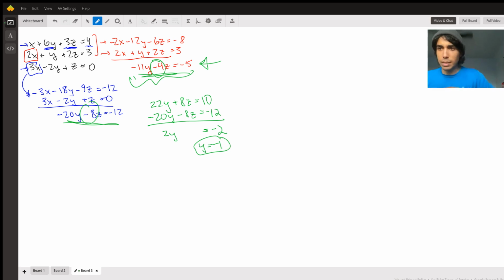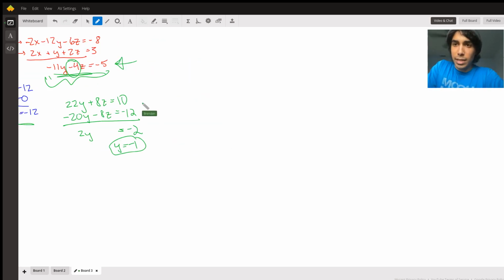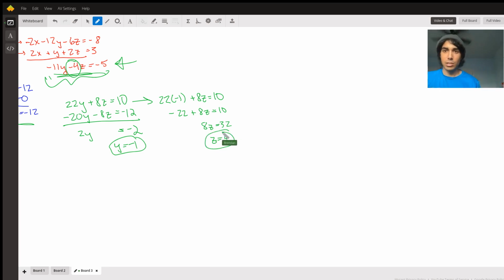All right, let's go plug that back in. I'm going to plug it in right here. Again, it doesn't matter which one we plug it into. Just plug it into one of our equations that had two variables. That's all that matters, and it's going to let us solve for z. So I have 22y, so 22 times negative 1 plus 8z equals 10. Negative 22 plus 8z equals 10. Add 22 to both sides. 8z equals 32. Divide by 8. 32 divided by 8, z is 4.